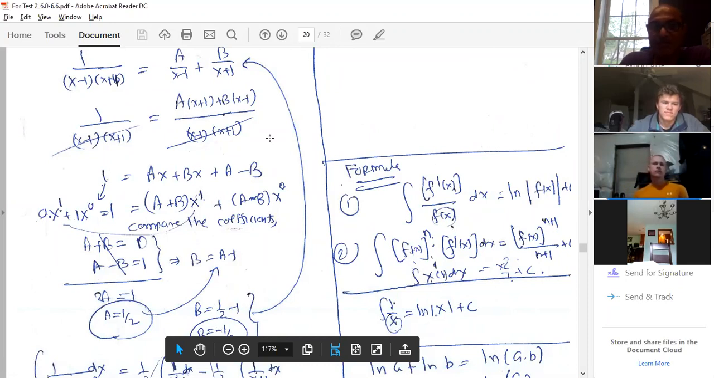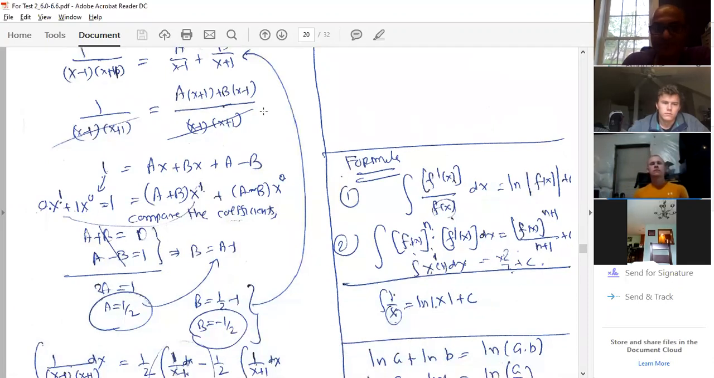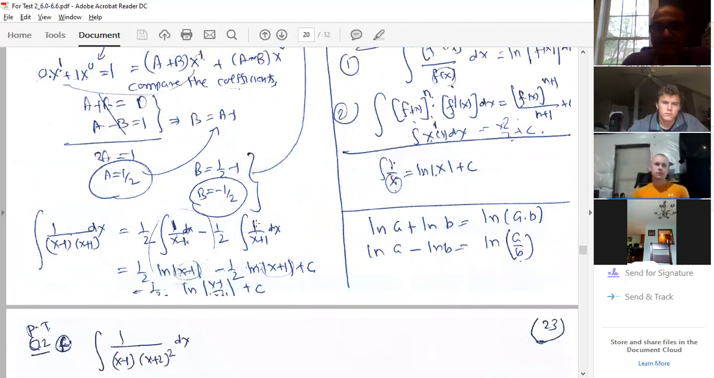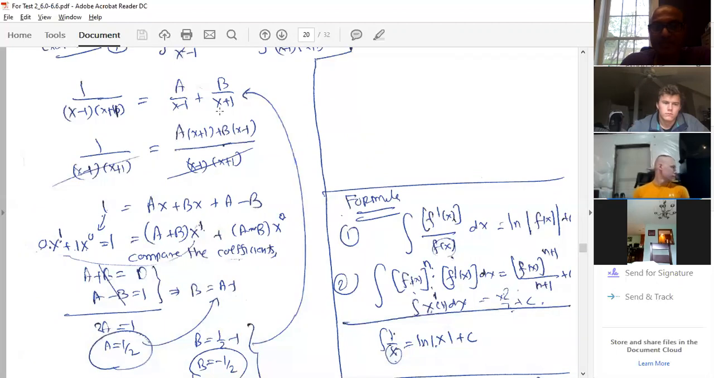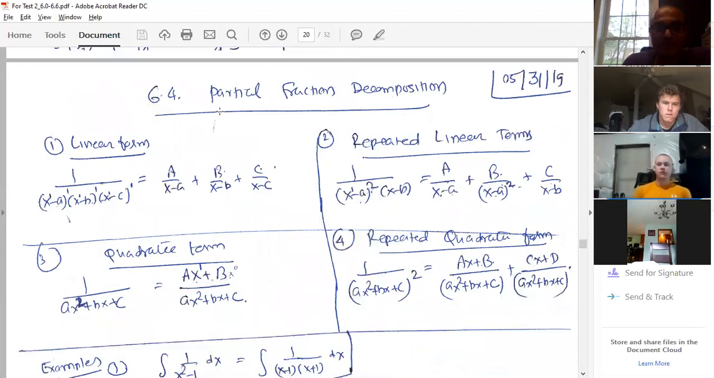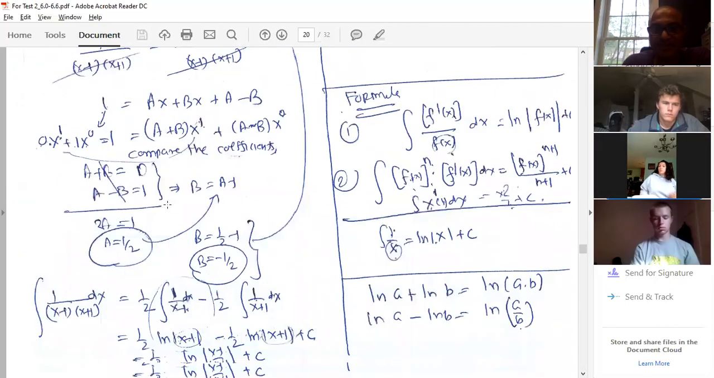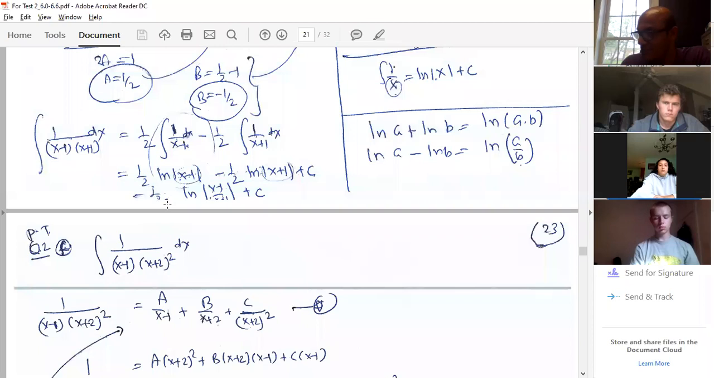Once you get your A and B, go back and plug them into your assumption. So A = 1/2, B = −1/2 would be something like this. A = 1/2, constant, pull it out. B = −1/2, constant, pull it out. And 1 over (x − 1), 1 over (x + 1). We are looking for this integration, so take the integration on both sides. If you take the integration, you're going to get 1 over x − 1. The integration of that is the ln function because the derivative of x − 1 is 1, and the derivative of x + 1 is 1.